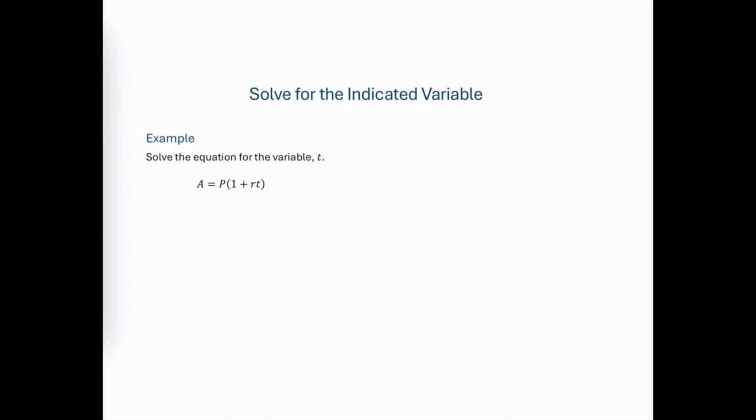Solve the equation for the variable t. In order to solve for this variable t, we'll need to completely isolate it, and we can start by peeling off the other variables that are attached. The easiest one to get rid of is this p, so let's begin by dividing both sides by p.